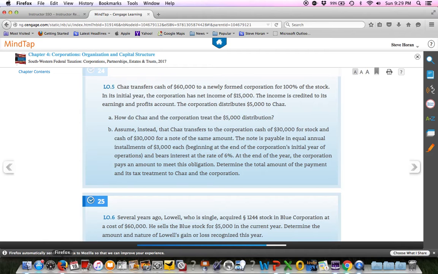The corporation, of course, cannot claim a deduction for that. It's a little bit different story. So hopefully everybody just kind of saw that. Chaz is paid a dividend by the company. Chaz will have to pay a tax on ordinary income for dividends.